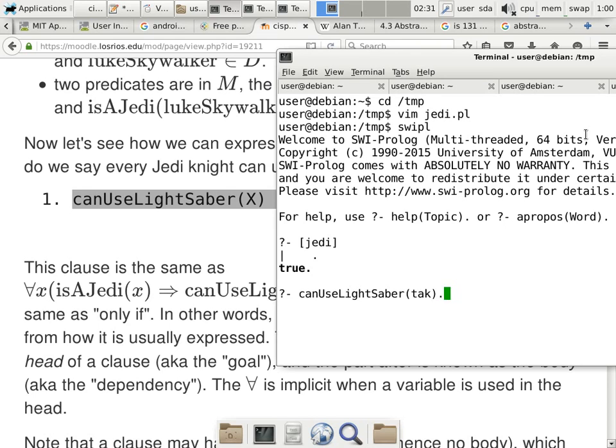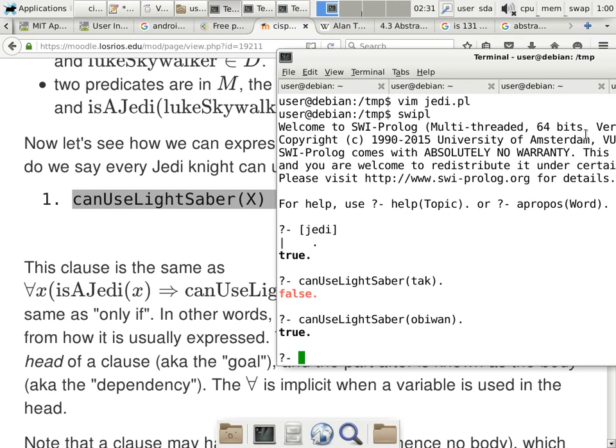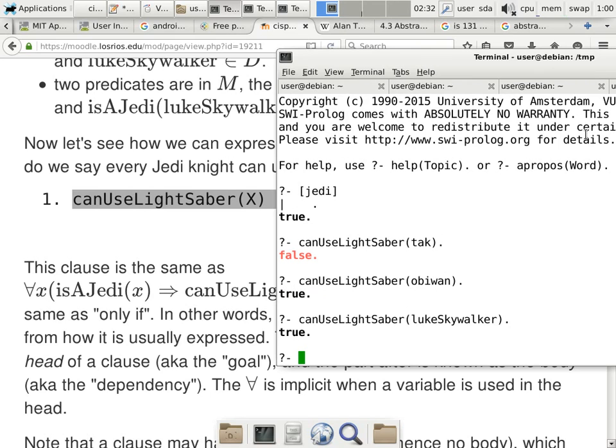I can't remember whether it's a question mark. Okay, it says it's false. I cannot use a lightsaber. So close. Okay, so let's ask about Obi-Wan. Is that my right spelling? It says it's true. And we can confirm Luke Skywalker. Also true.